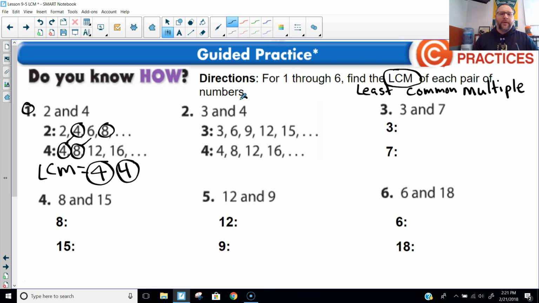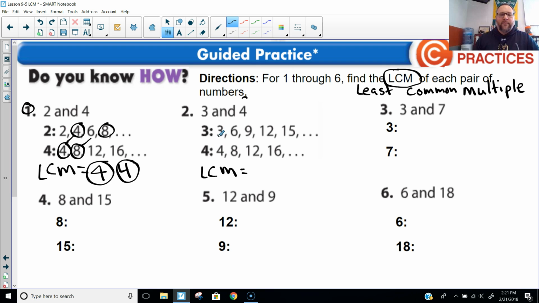Alright, number 2. We have the numbers 3 and 4. What is the least common multiple of 3 and 4? Well, we have 3, 6, 9, 12, 15, and we could go on and on. For 4, we have 4, 8, 12, 16. What numbers are in both the list of multiples for 3 and the list of multiples for 4?